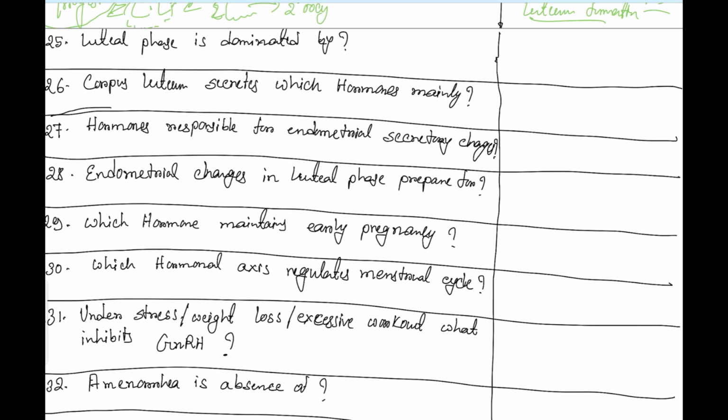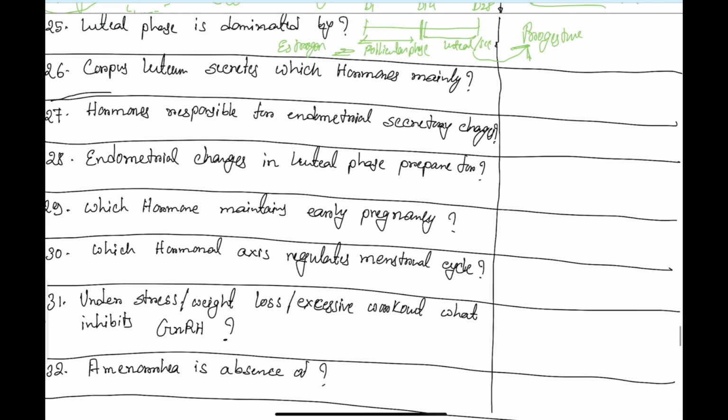Okay, the luteal phase is dominated by which hormone? Progesterone. So there are mainly two phases of 14 days each. This is D1, this is D28. D1 to D13 is your follicular phase, and the main hormone was estrogen. D15 to D28 is your luteal phase or secretory phase, and the main hormone is progesterone. Understood? The hormone responsible for endometrial secretory changes is again progesterone.